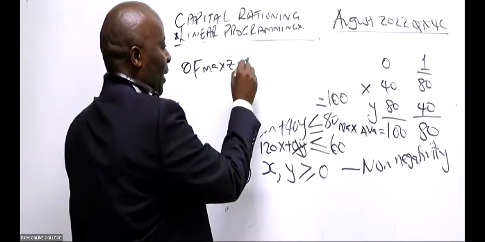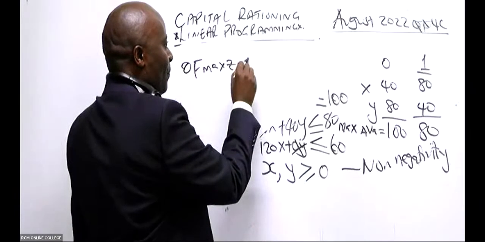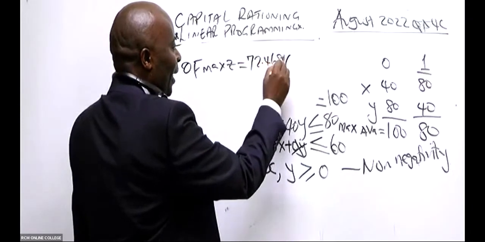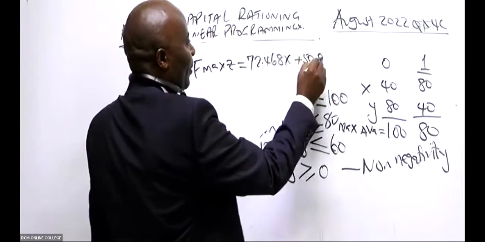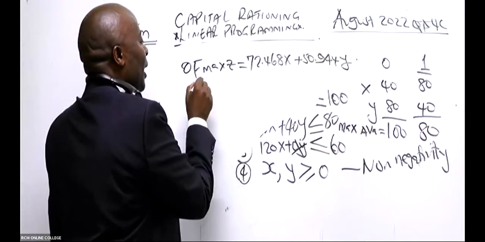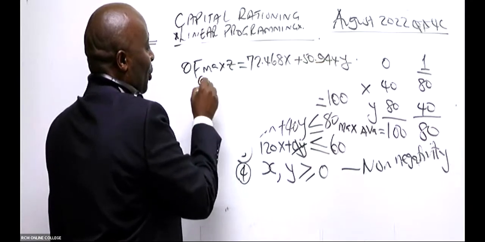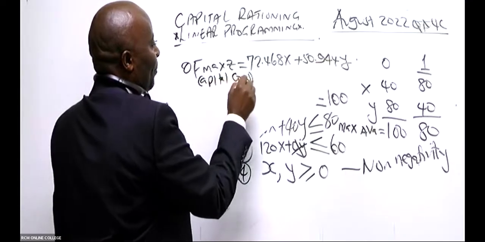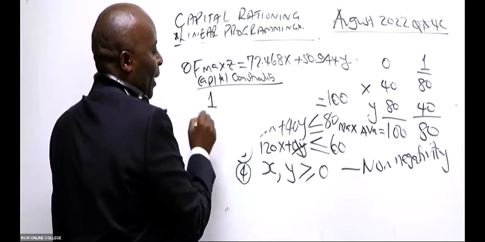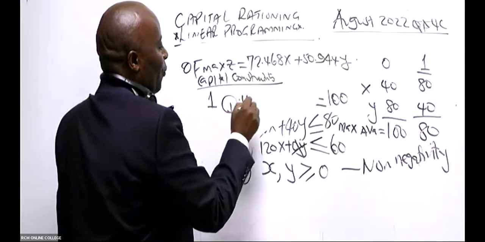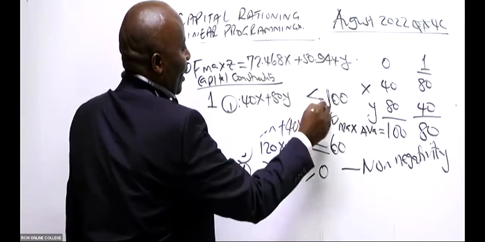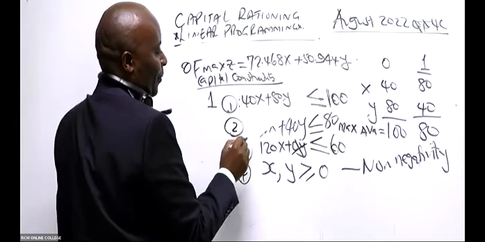The objective function, just the NPVs, if you remember them. 72 something. 0.468x plus 944y. And then we went to what we called capital constraints. These capital constraints, ladies and gentlemen, we have here number 1. The first one was how? 40x plus 80y, 100. And then we had number 2.